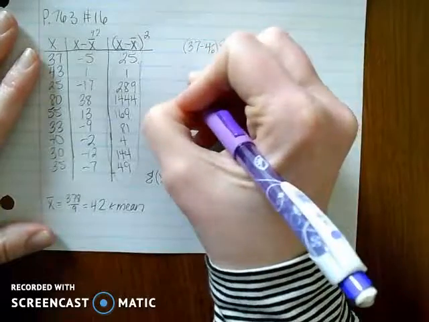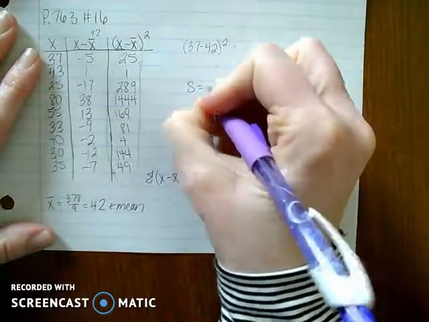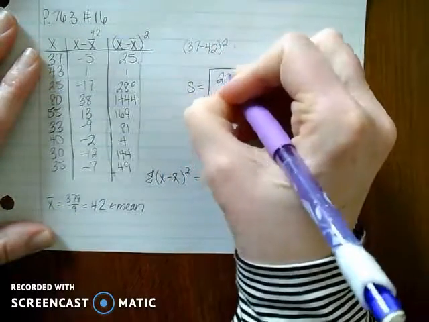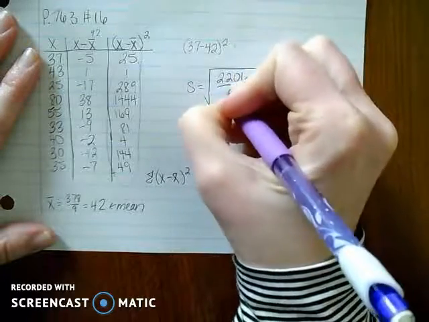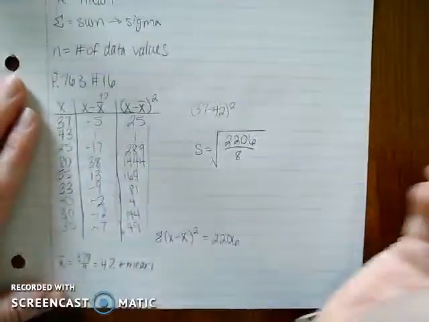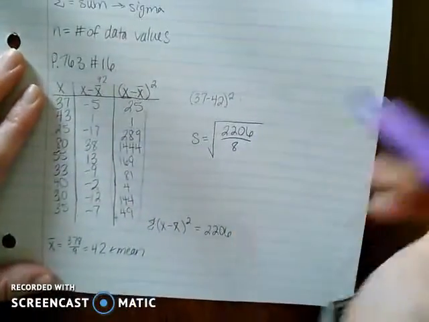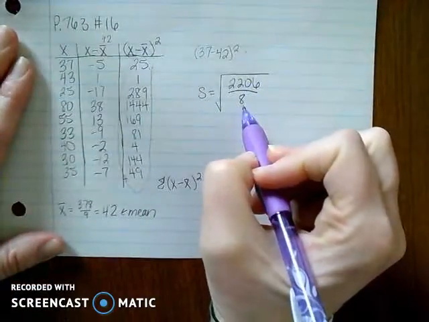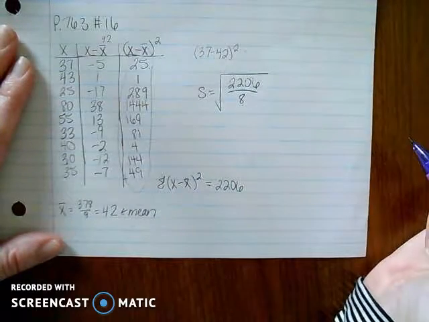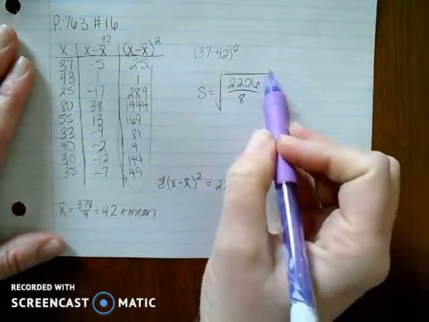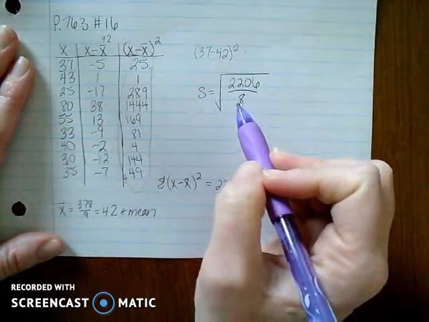All right, so the actual calculation for standard deviation is going to look like this. S equals the square root of 2206 over 8. Now, where did the 8 come from? The formula is n minus 1. If you write 9 minus 1, you're going to have to put it in parentheses, so that's why I just subtract it in my head. Okay, so you can type this all into your calculator.